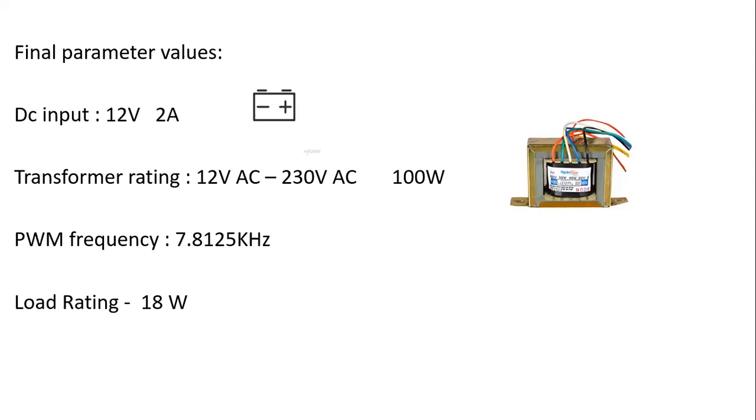As you have seen, Saptarshi told that the maximum switching frequency of the motor driver board is 25 kilohertz. So they chose a frequency of 7.8125 kilohertz, which is well within the limit. And as there is a conversion through the transformer and all these things, the efficiency may not be 100%, so it will be lesser than 100%. Due to that reason, they have selected the load rating of 18 watt. So with that, they will be finally implementing the project. Thank you so much.